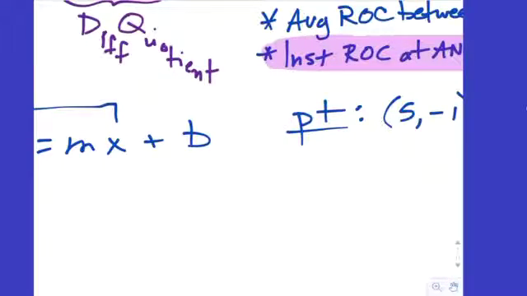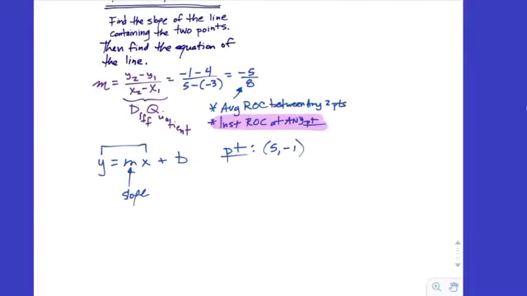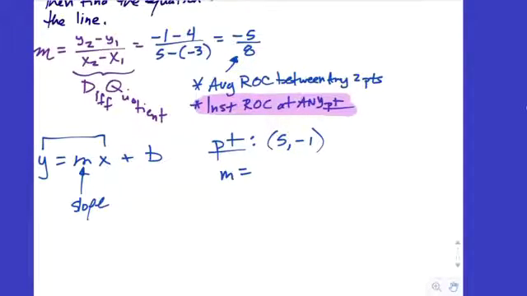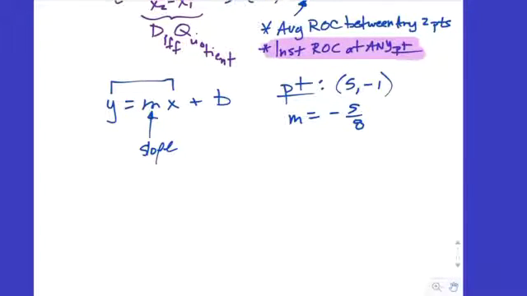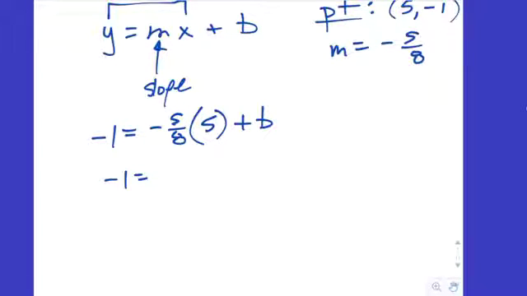And then we need m, which is the slope. Do we have the slope? We just found it, right? We just found it to be -5/8. So we can plug in to that formula and solve for the missing value b. So here we go. If we plug in, we get -1 equals -5/8 times x, which is 5, plus b. And now to solve for b, we'll just combine this to get -25/8.